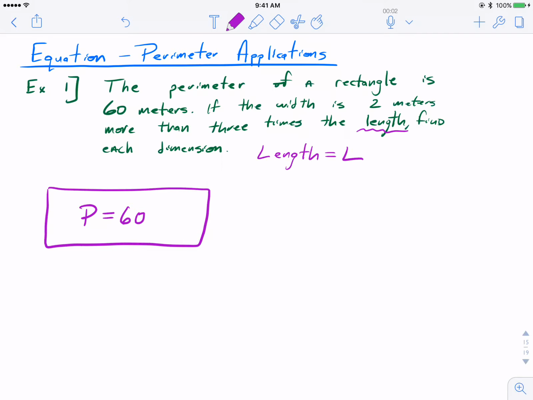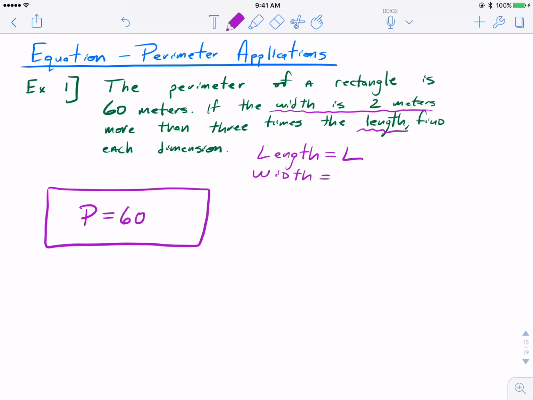So we'll use L. Now for the width, it wouldn't make sense for me to just call this W, because then we're going to have two variables and only one equation. We can't solve that. It would have a limited number of possibilities. So we want to write this in terms of L, and we're going to use this comparison to do that.